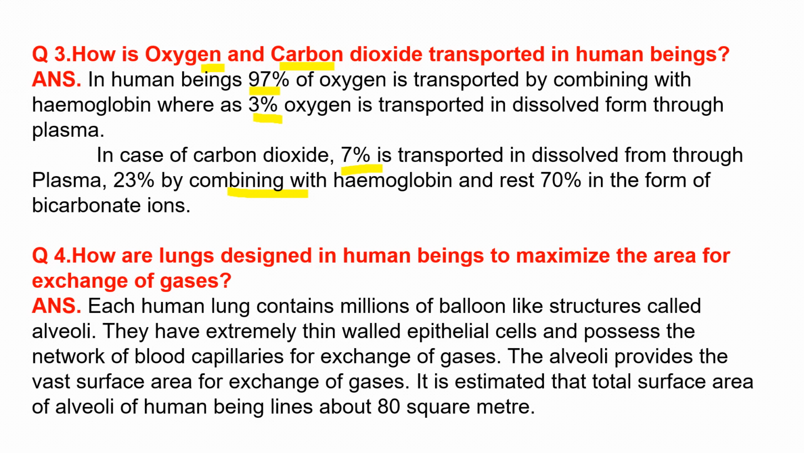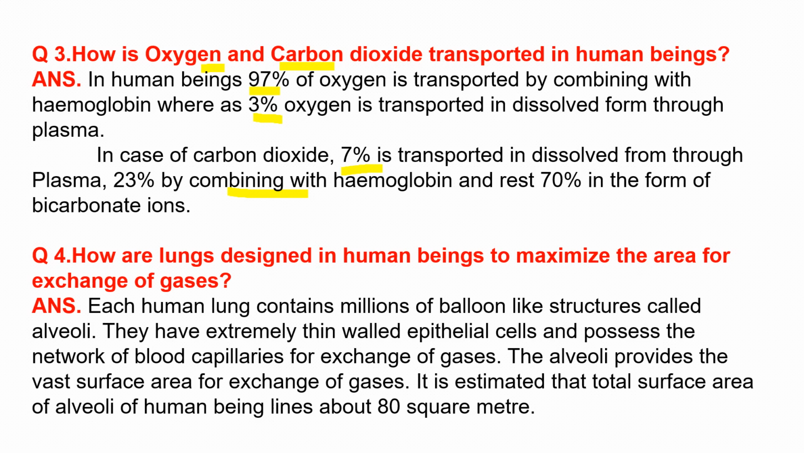So oxygen is transported in two ways. The majority of oxygen is transported by combining with hemoglobin, and a very small amount, just 3%, in dissolved form through plasma. Whereas carbon dioxide is transported in three ways. The majority of carbon dioxide is transported in the form of bicarbonate ions, 23% by combining with hemoglobin, and just 7% is transported in dissolved form through plasma.